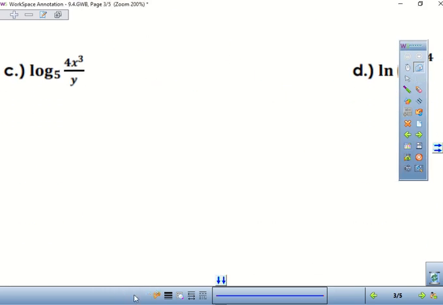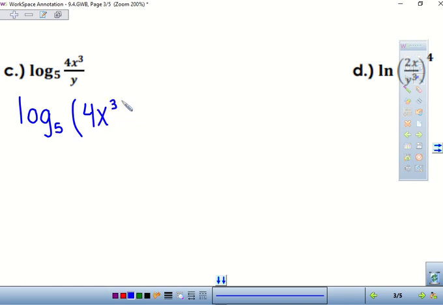Letter C. First thing I have is division. So how can I separate that? Subtraction. Okay. Next is we have multiplication. So I separate that by addition.